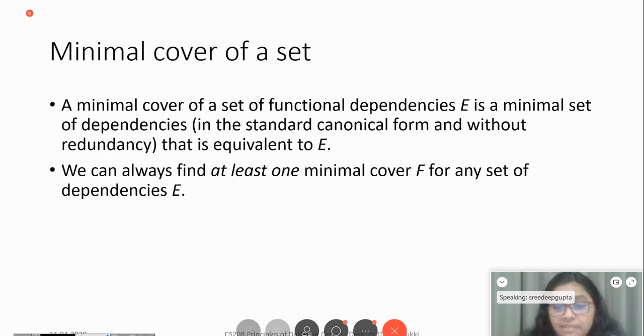Okay, the minimal cover of a set of functional dependencies E is a minimal set of dependencies in the standard canonical form, so this is what we call the canonical form of FDs. It's otherwise known as in standard canonical form, and it doesn't have any redundancy, but that is still functionally equivalent to E, the original FD set. Okay, so we can always find at least one minimal cover for any set of functional dependencies. Given any set of functional dependencies, we can find a minimal cover. Okay, yeah. And we'll see.